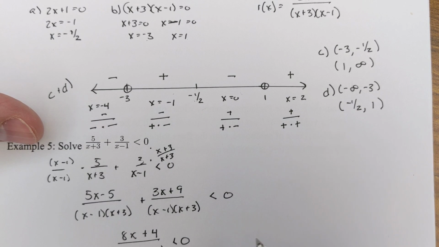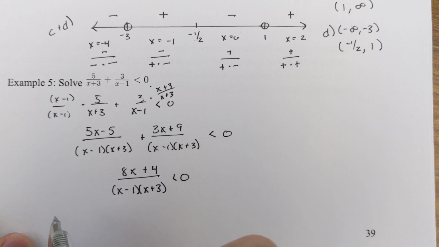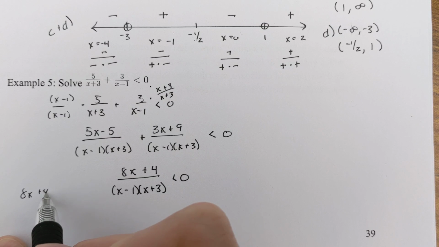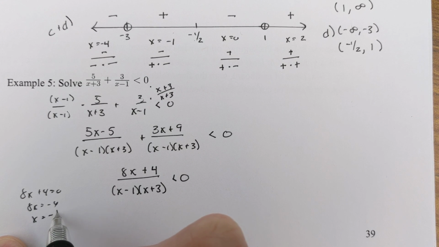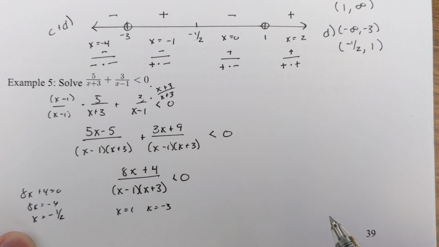So my zeros and my undefineds. My zeros occur at 8x plus 4 is equal to 0. So 8x equals -4, x is -0.5. My undefineds are at 1 and at -3.